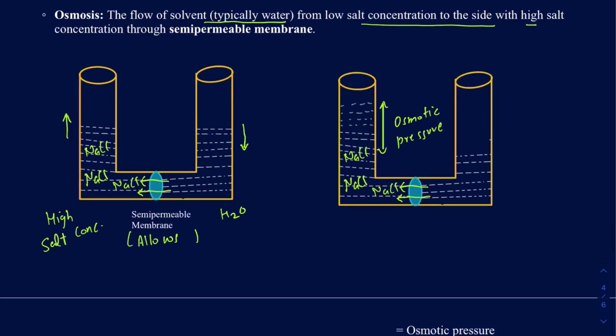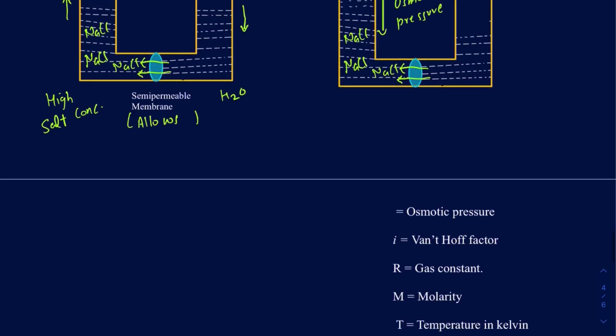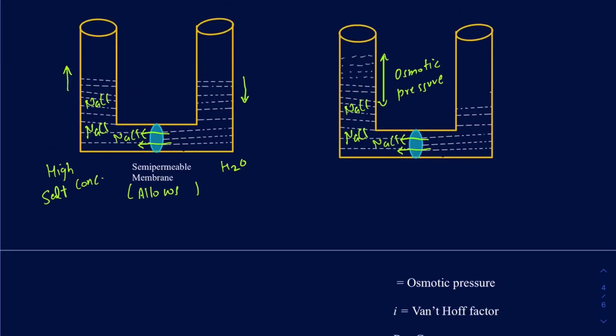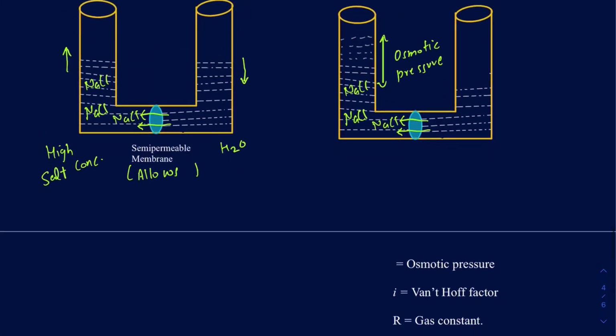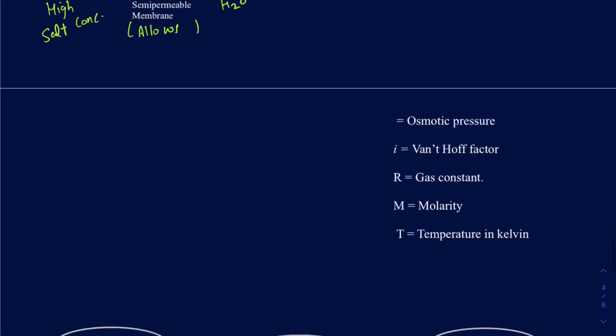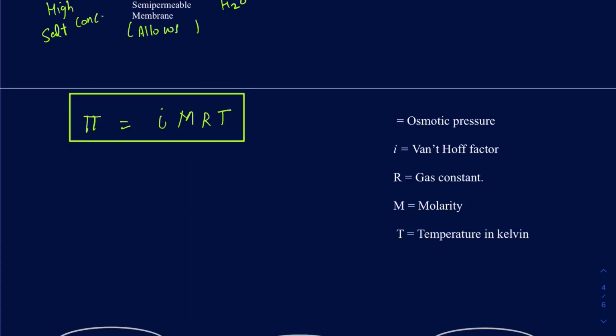Okay, so now how do you really calculate it? Suppose you're not really doing experimentation, but just theoretically, how would you calculate the osmotic pressure? Your osmotic pressure has a symbol that looks like pi, but it's not really pi. It's just called the osmotic pressure. It's going to be equal to iMRT. This is the equation for the osmotic pressure, and make sure you're aware of what those terms mean.